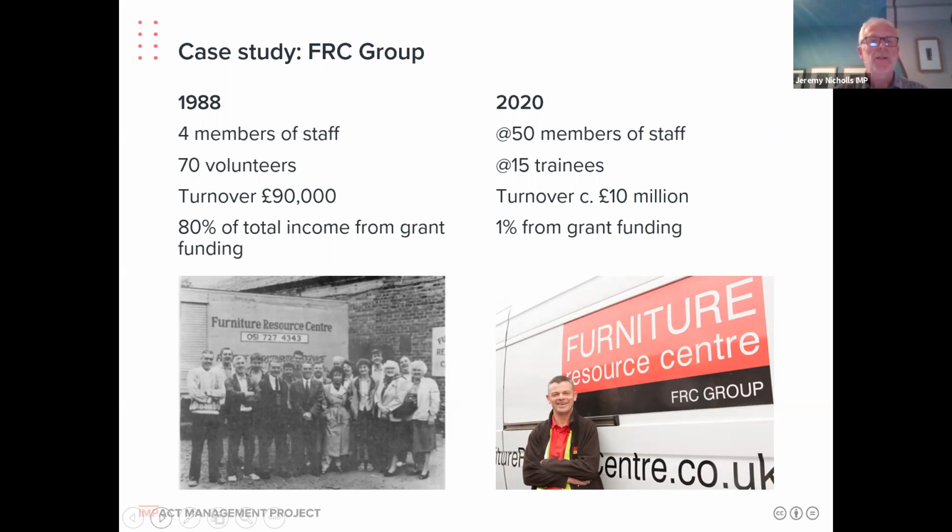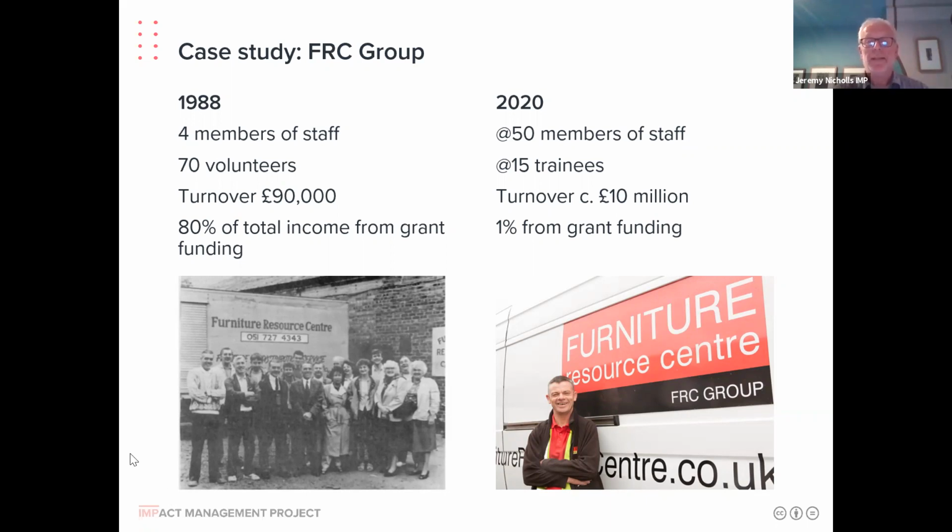This is a business that grew from, I love that photo. It doesn't look like 1988. It looks like 1950 or something like that, but it is only 88. Very much a charitable operation when it started. Very small number of people, got furniture from people and gave it to people who needed it. Today, turnover is going to go over 10 million this year.